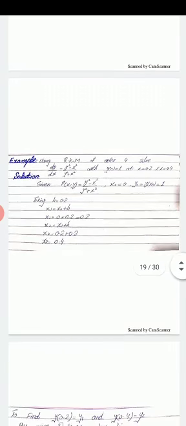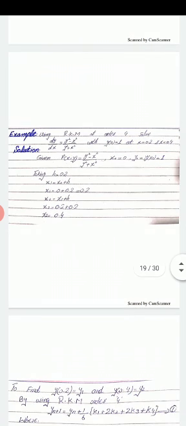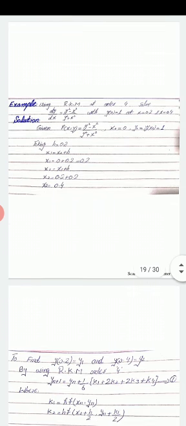Now we will move towards our example, and the example is here. Using the RK method of order 4, solve dy over dx, where the given function is (y square minus x square) over (y square plus x square), with the initial condition y0 equal to 1, at x equal to 0.2 and x equal to 0.4.